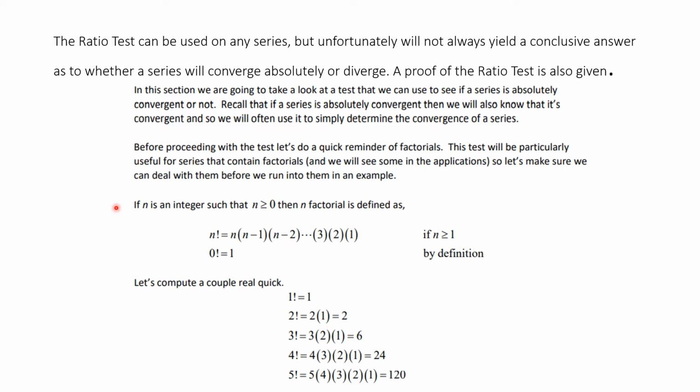So recall, if n is an integer, such that n is greater than or equal to 0, then the factorial is defined as, if n is bigger than or equal to 1, n factorial is 1 times 2 times 3 times ... times n minus 2, n minus 1 times n. And 0 factorial is defined to be 1. So if we compute a few of these, we see that 1 factorial is 1, 2 factorial is 2 times 1 or 2, 3 factorial is 3 times 2 times 1 or 6, 4 factorial is 4 times 3 times 2 times 1, which is 24, and 5 factorial is 5 times 4 times 3 times 2 times 1, which is 120. So you see these things grow really, really fast.